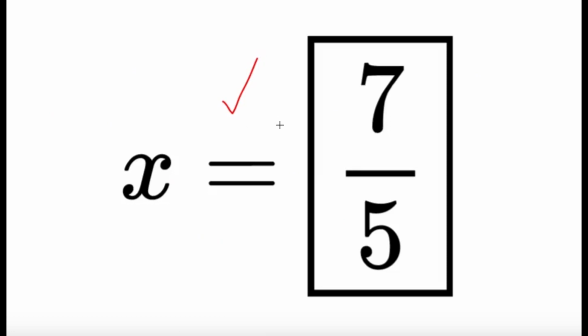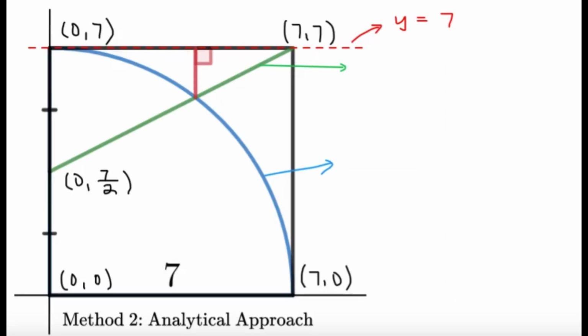Now, for the second method, it is a pretty common technique in a lot of geometry problems, and that is to use the analytical approach. So we're just going to treat this figure as if it was in the Cartesian plane, and we're going to use some knowledge of the equations of graphs to help us solve this question. So here we can make some equations.